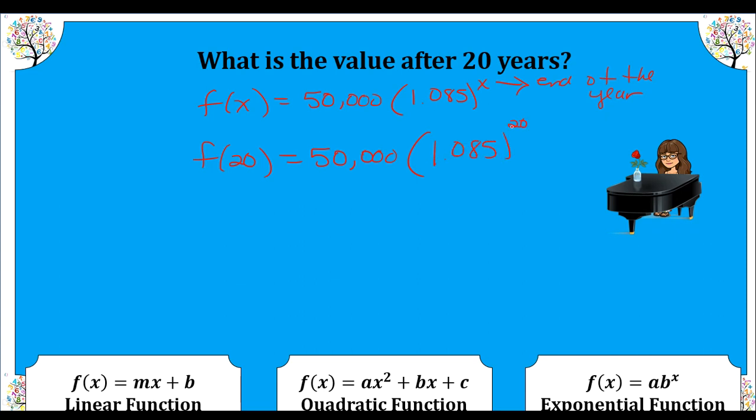In our handy dandy calculator, 50,000 times 1.085 raised to the 20. And wowzer. So they could use this to help pay for their kids' college, maybe. So let's round this as money. So $255,602.31 in 20 years. Way to go, girls.